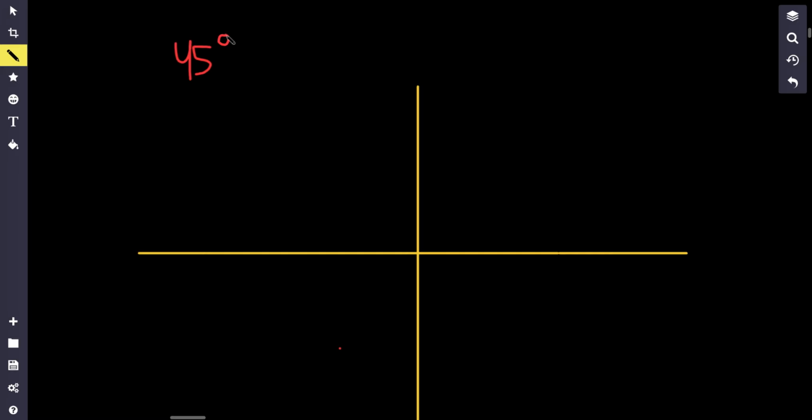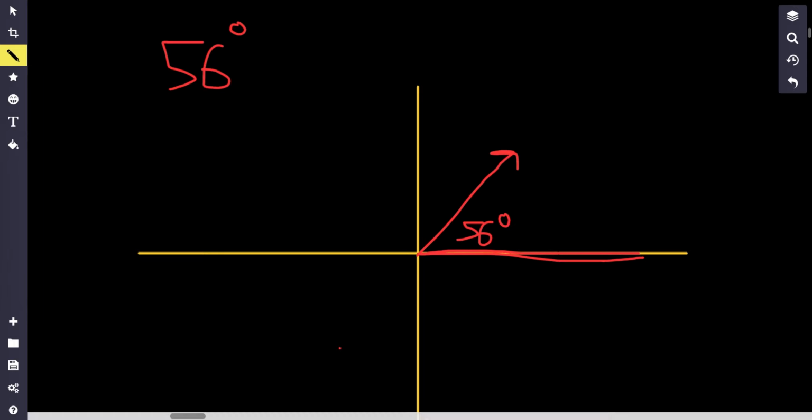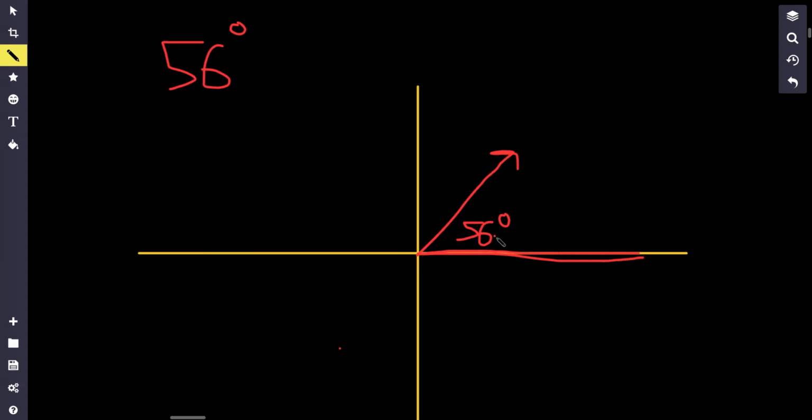Let's say I have a 56 degree angle. What is the reference angle? Well, a 56-degree angle would be in the first quadrant, so this would be a 56-degree angle right over here. The reference angle in the first quadrant is just the angle itself, so the reference angle would be equal to 56. This represents the terminal side, this represents the x-axis, and this creates a positive angle that's below 90 degrees.